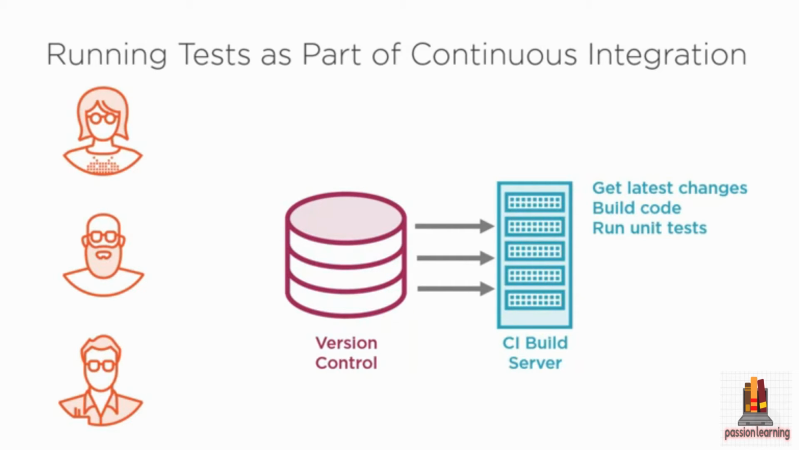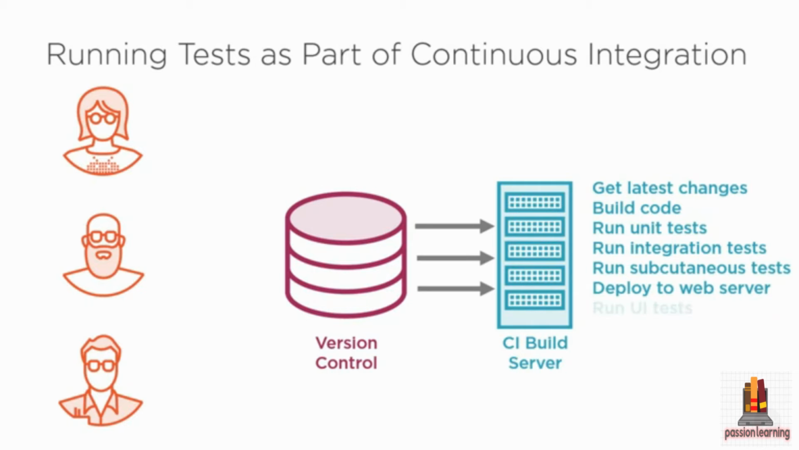We can then proceed to run the slower forms of tests, such as our integration tests, our subcutaneous tests. We could deploy the application or website to a test server, and then execute the user interface tests. These automated UI tests are going to execute more slowly than unit tests, for example, so we wouldn't want to rely on these for quick feedback. Finally, the continuous integration build server can report the results back to the project team.